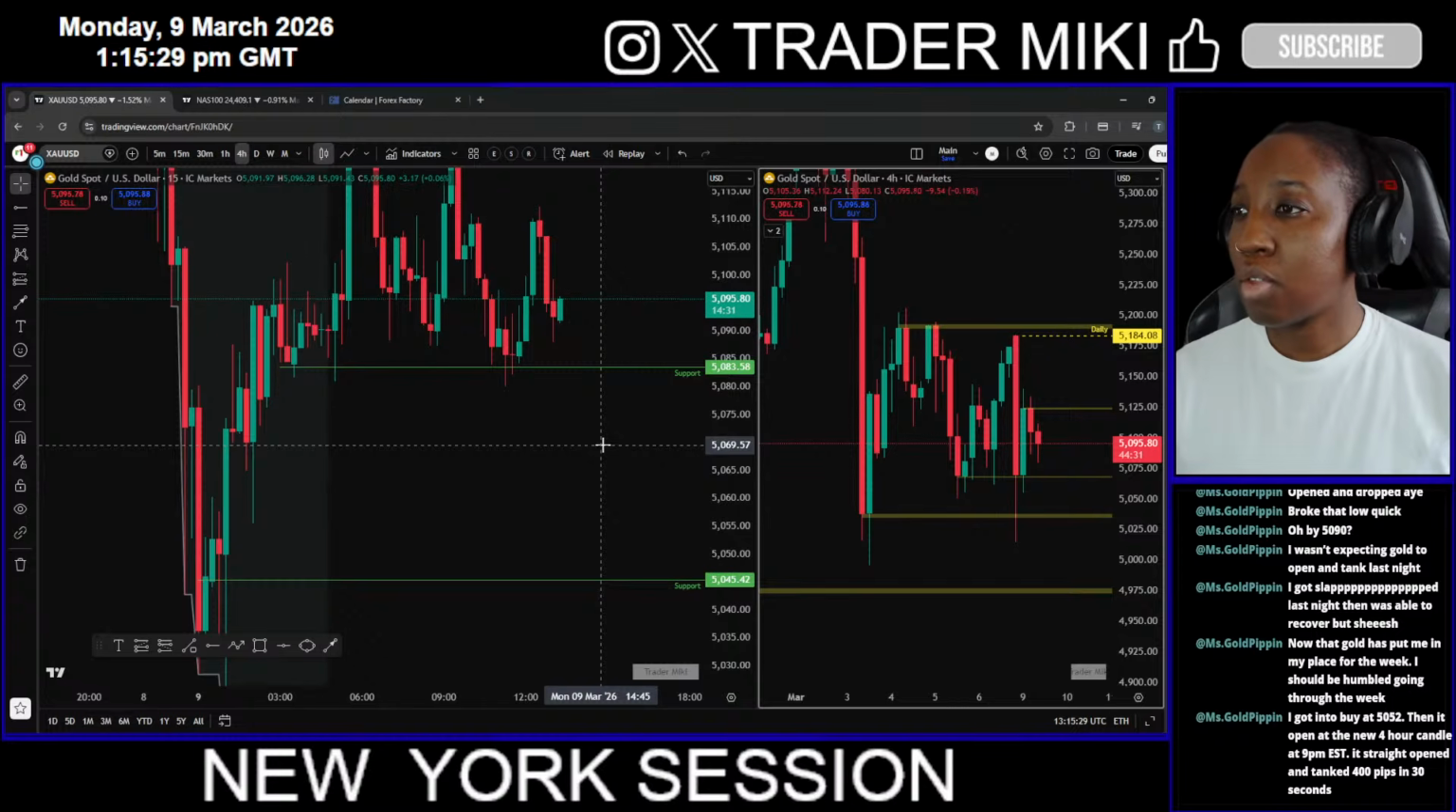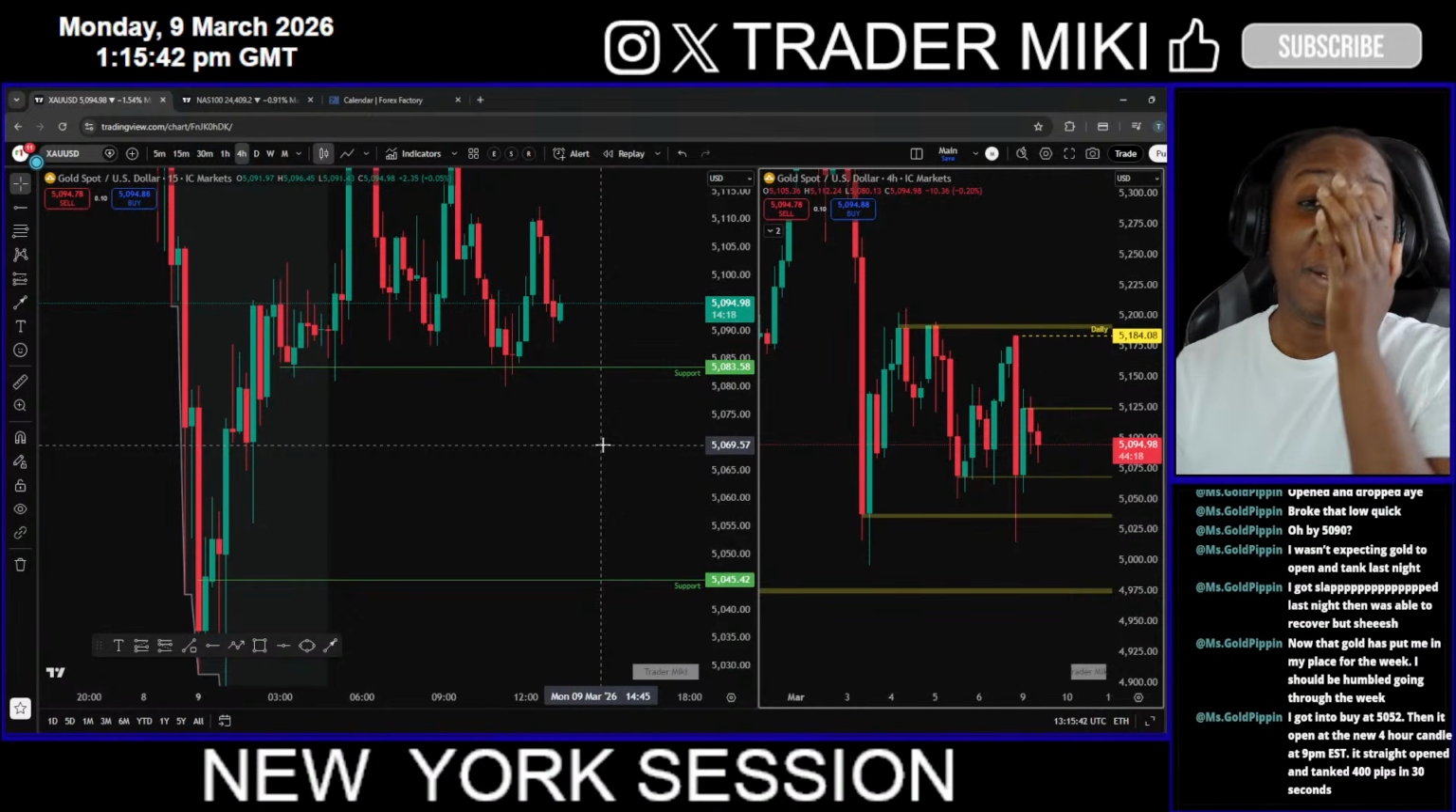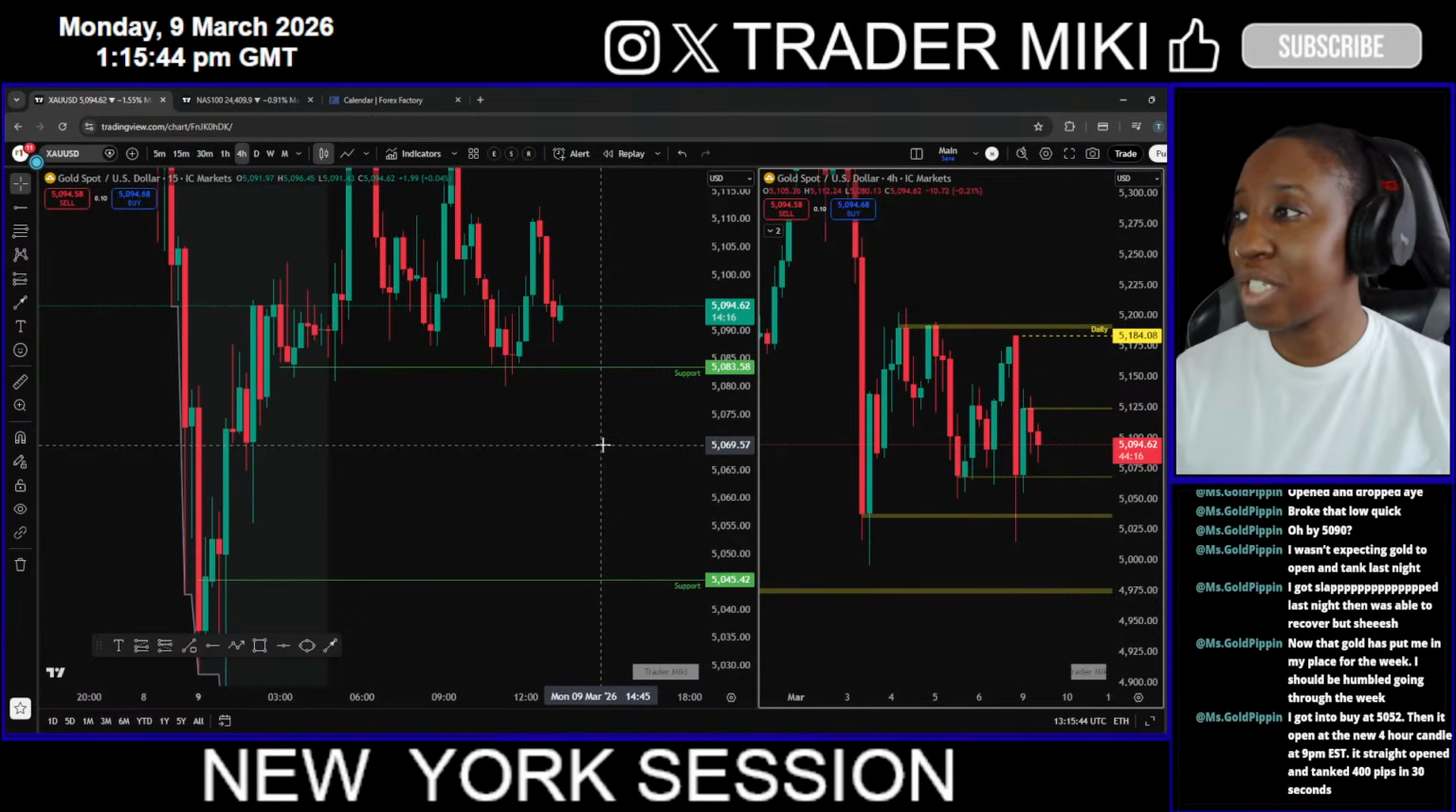I got into a buy at 50.52, then it opened a new 4-hour candle at 9. It straight opened and tanked 400 pips in 30 seconds. It was straight down, like ruthlessly.